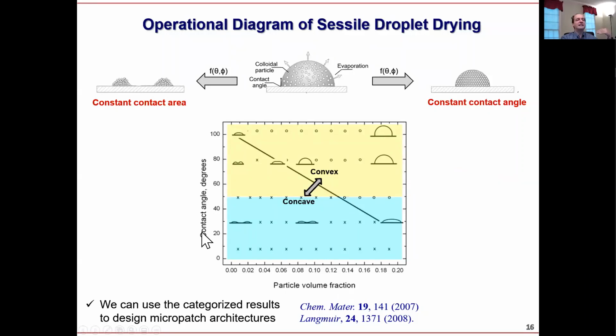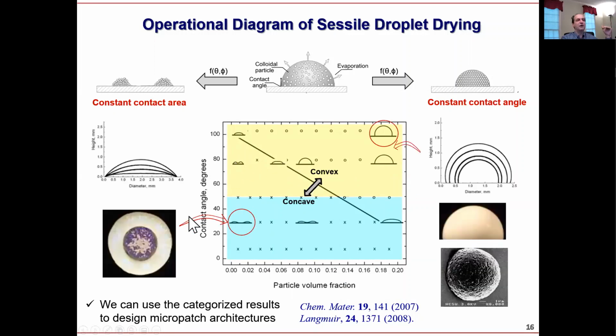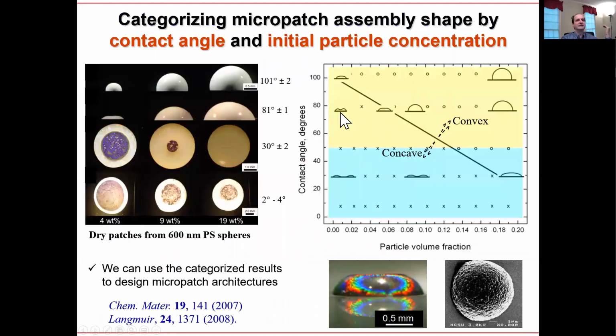So we described, again, this is another way of drawing an operational phase diagram: contact angle, particle volume fraction, describing essentially everything that would happen if you start depositing particles in droplets on surfaces. Here there is a variety of structures. You can have a coffee ring, or you can have a single particle, which is going to have also this kind of contact length.